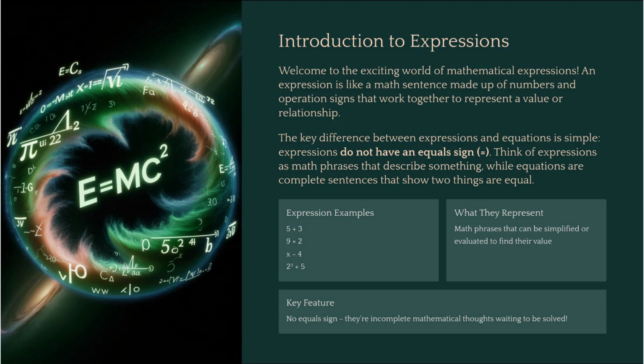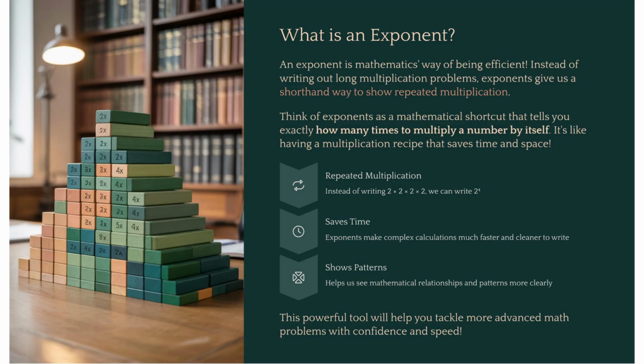When we start working with exponents, we're just adding a powerful new tool to the expressions we already know how to work with. An exponent is like a shortcut for a really long multiplication problem. Imagine you had to write 2 times 2 times 2 times 2 times 2. That's a lot of 2's. Instead, an exponent lets you write that much more efficiently. It tells you exactly how many times a number should be multiplied by itself.